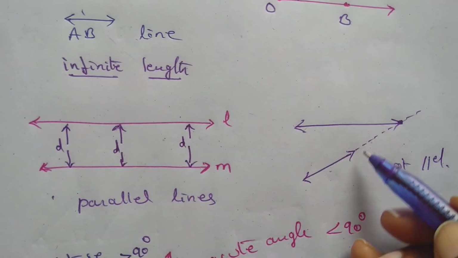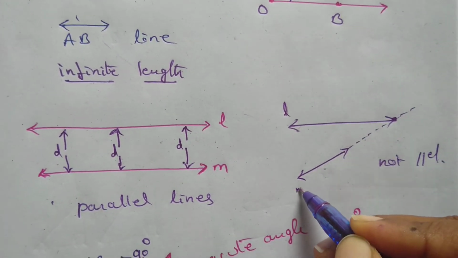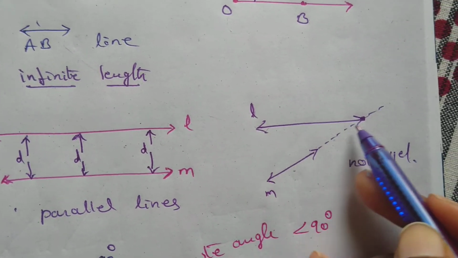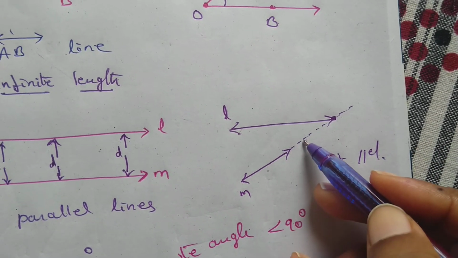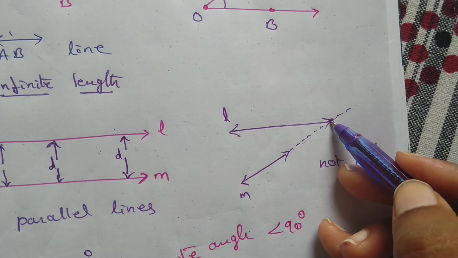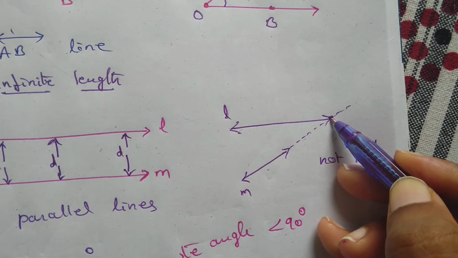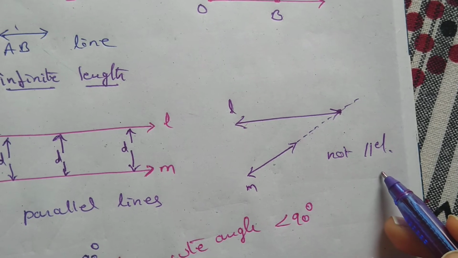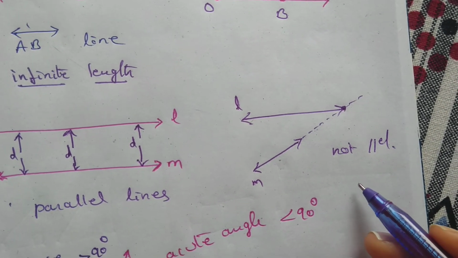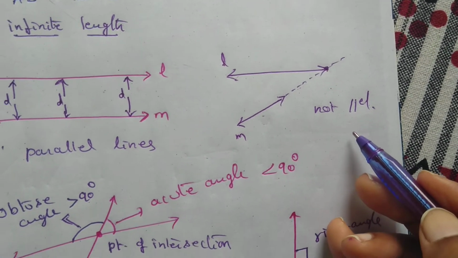And here we have another two lines, L and M. This line is horizontal. This line is a little bit inclined. See, if you extend this line, it is going to intersect with the other line, or it's going to meet the other line. So these two are not parallel lines, or rather we can say inclined lines. They are not parallel lines.